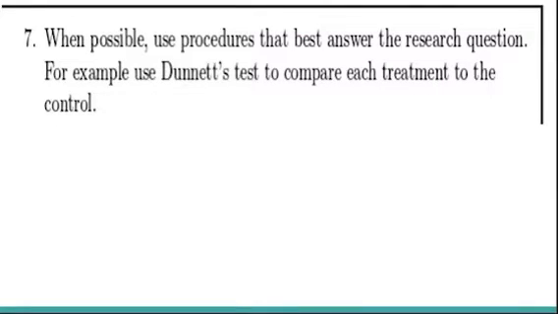The last one, when possible, use the procedure that best answers the research question. I know before you go into research, you have a certain question that you basically want to answer, right? For instance, maybe before going into my research, what I have in mind is just to compare the control with the other levels of the treatment. Then I will go for Dunnett. But if I'm not, then to choose between Tukey, Bonferroni, and others, that now depends. For example, use the Dunnett test to compare each treatment to the control.